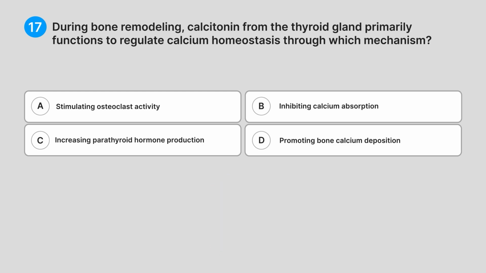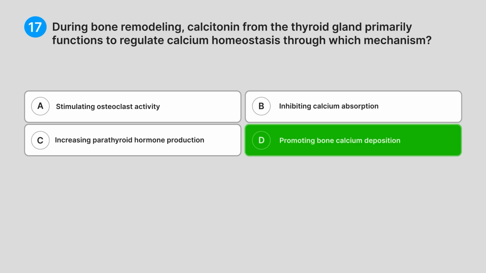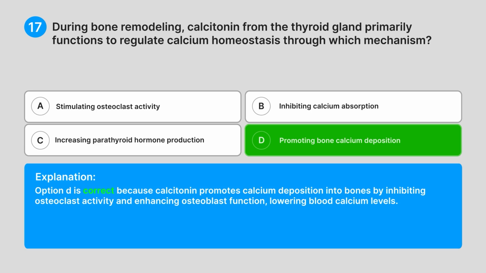Correct answer, D. Promoting bone calcium deposition. Explanation: Option D is correct because calcitonin promotes calcium deposition into bones by inhibiting osteoclast activity and enhancing osteoblast function, lowering blood calcium levels.